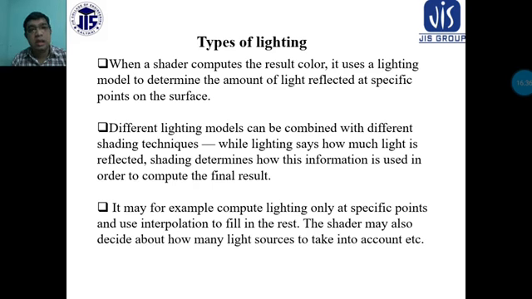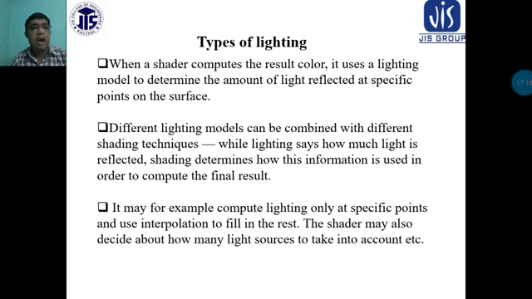Different lighting models can be combined with different shading techniques. Suppose you have a single lighting model, which gives the light reflected at a specific point on the surface. While lighting says how much light is reflected, shading determines how this information is used in order to compute the final result.